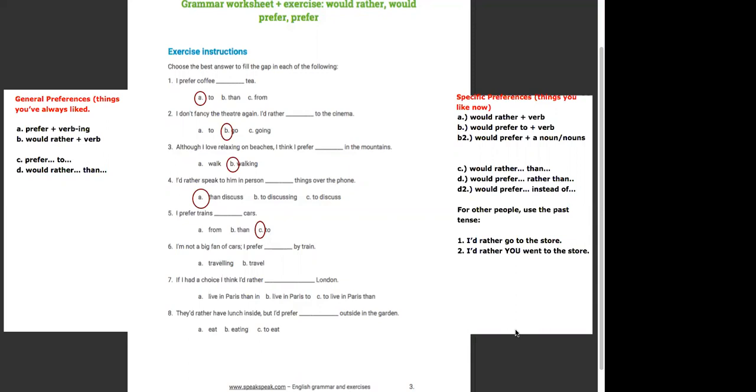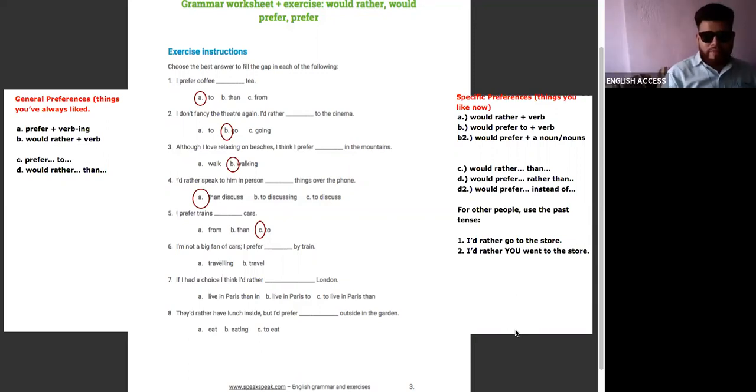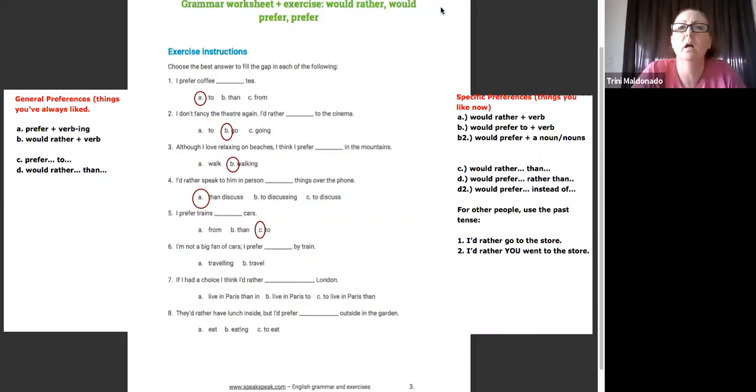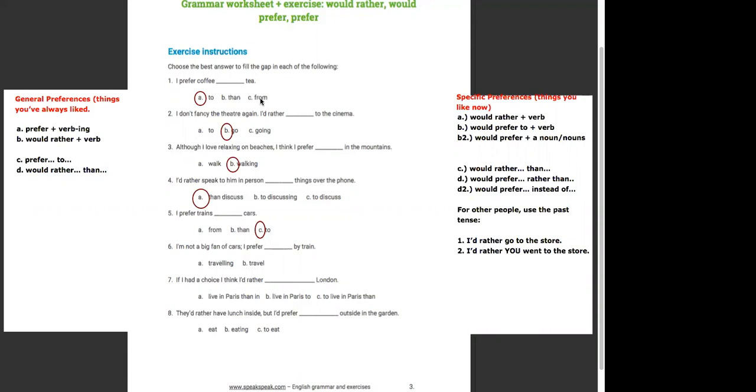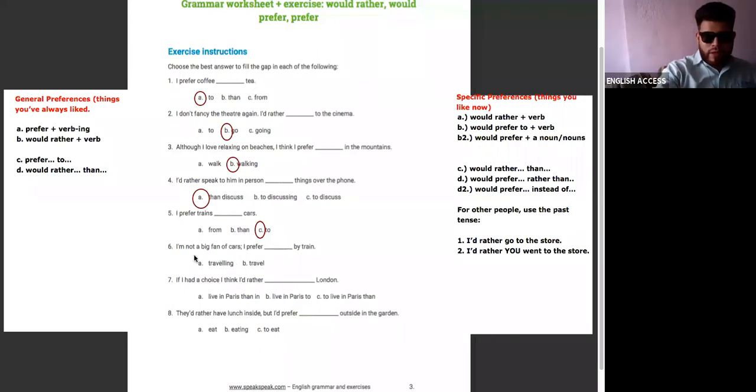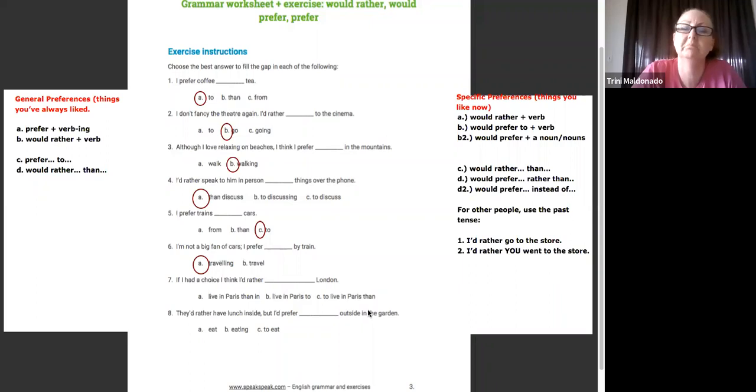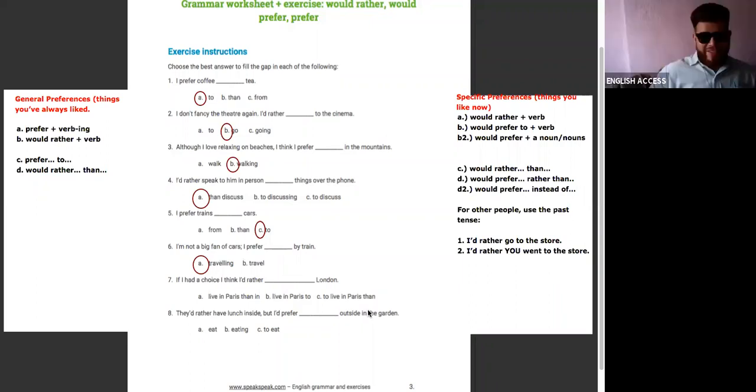Right? Trinidad, number 6. I am not a big fan of cars. I prefer traveling by train. But I really love my car, so. All right, very nice.